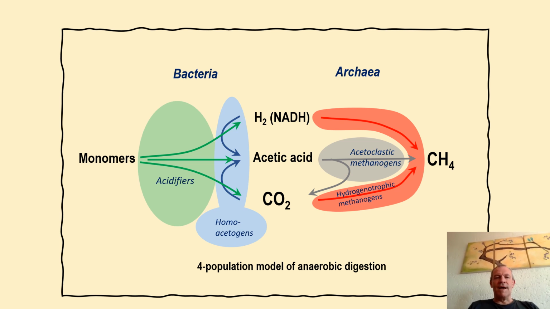The bacteria does the initial job, and then the archaea or the methanogens do the conversion to methane. We did in CBI a 3 population model. This is now a 4 population model where we included the homoacetogens. Okay, so just have a look.